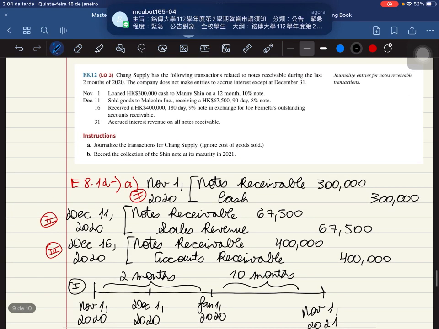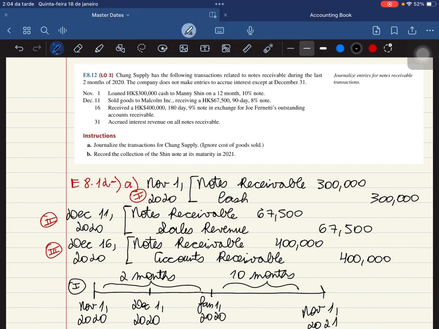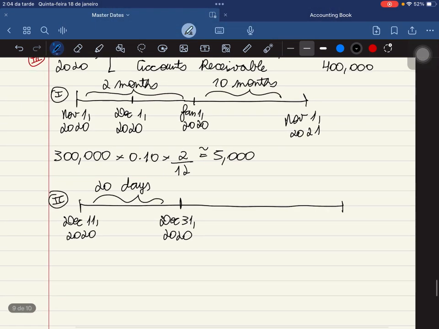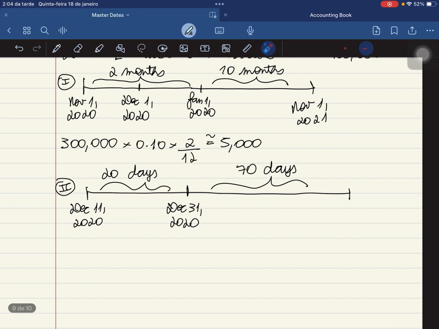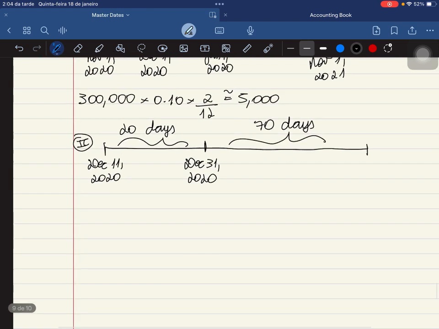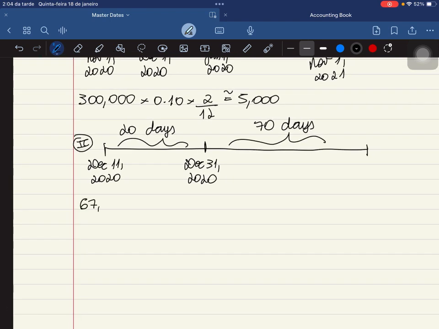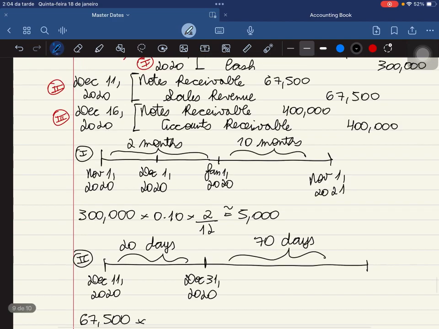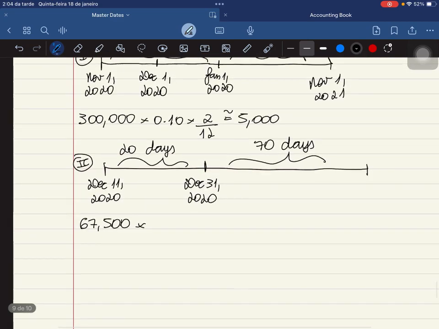And it is a 90-day note, which means that here we would have 70 more days until the maturity. Okay. So again, since we are right here, we're going to calculate the interest for this period. How much was it? It was 67,500 times 8% times 20 days. That's the number of days that have passed.